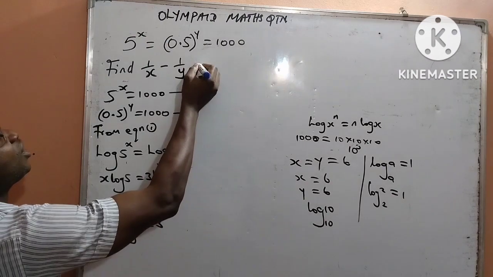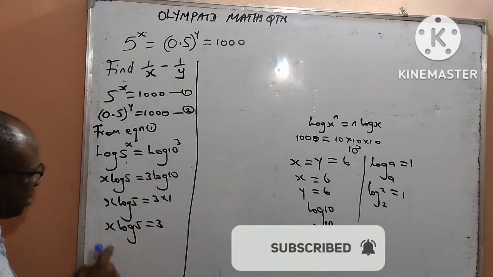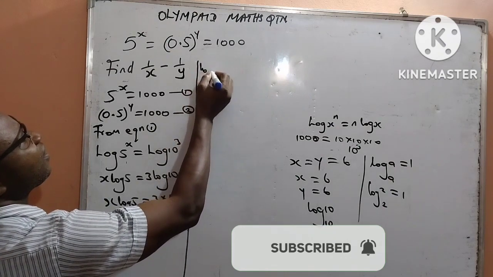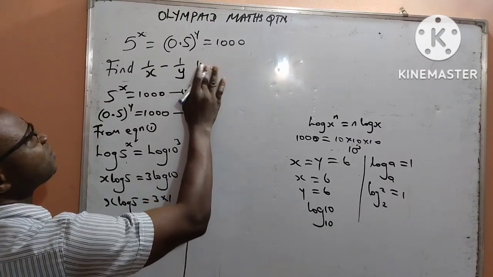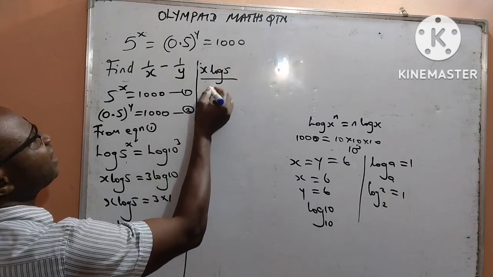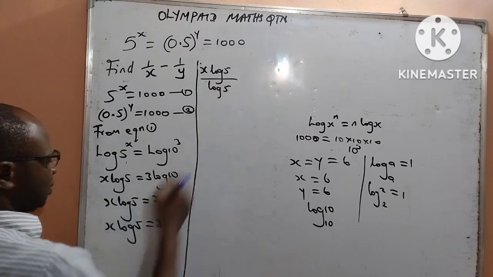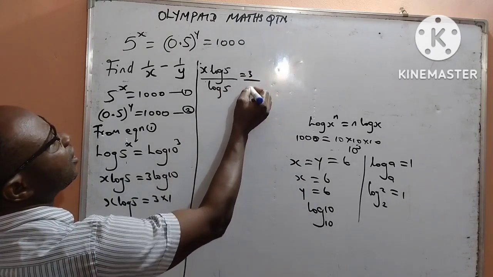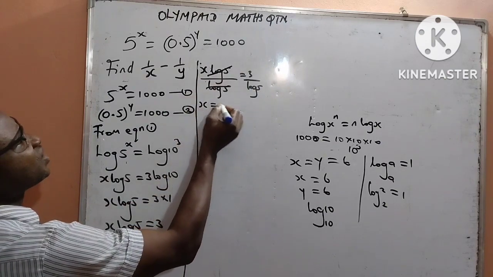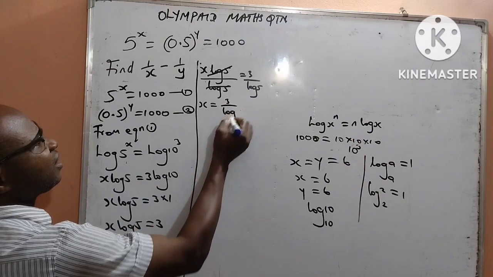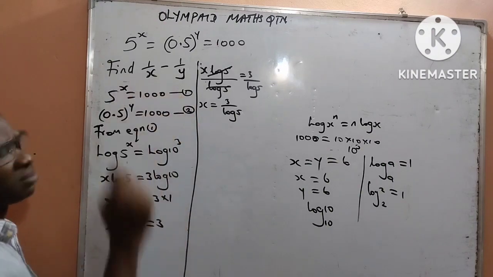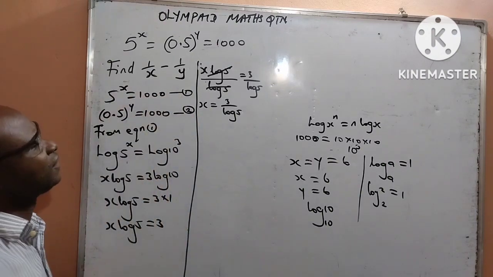The next thing I will do is to divide both sides by logarithm of 5. Let's put it this way: x log 5 over log 5 is equal to 3 all over log 5. So this will cancel this to leave me with x equal to 3 all over log 5. Still remember, we are in equation 1 out of the 2 equations that we have.